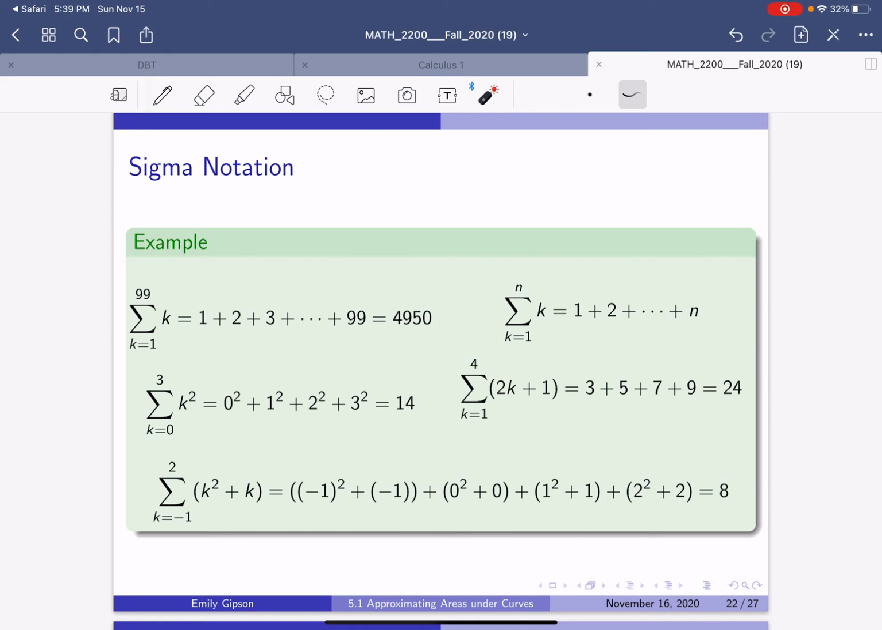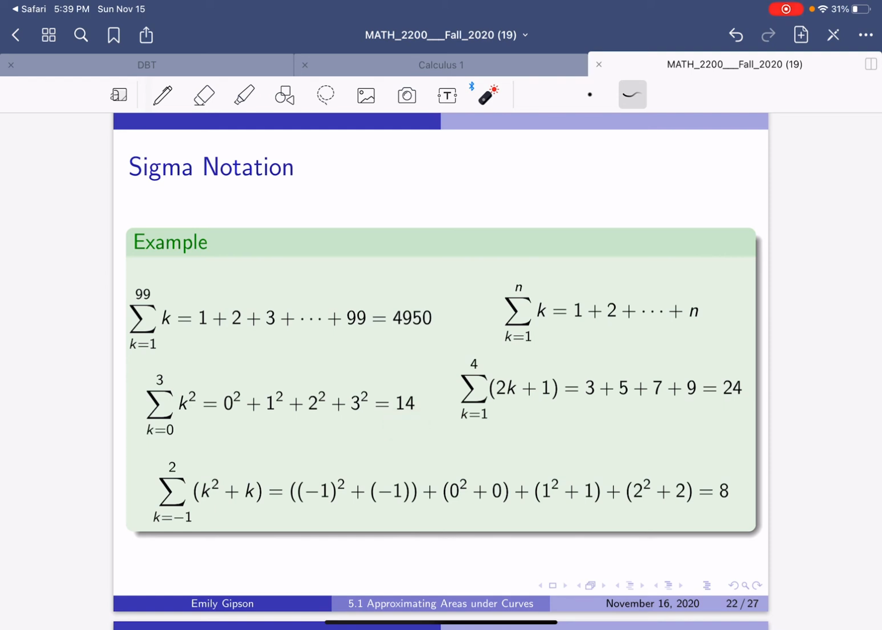Now, this top number doesn't actually have to be a number. It can just be the letter n, and that just tells us that it stands in for a number. I can also square what's going on, and I can start from k equals 0. So when k equals 0, I have k squared, which is 0 squared, plus 1 squared for k equals 1, plus k equals 2 is 2 squared, plus k equals 3 is 3 squared. All of that added together is 14.